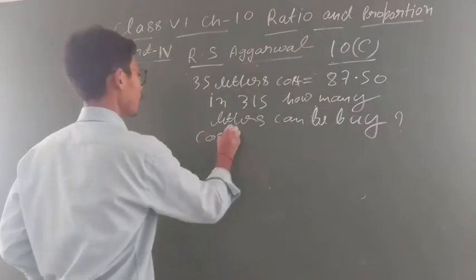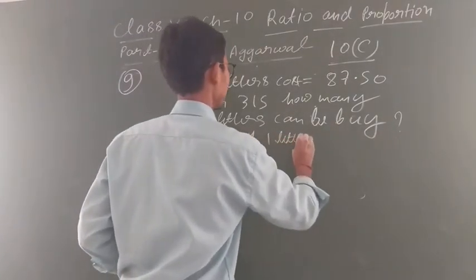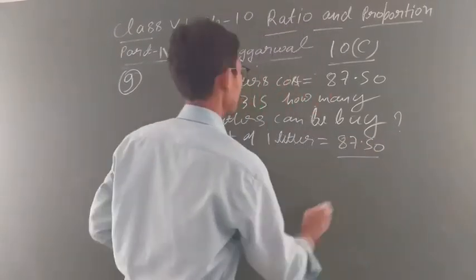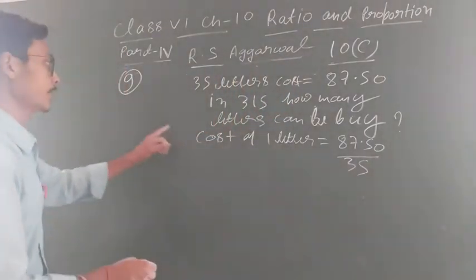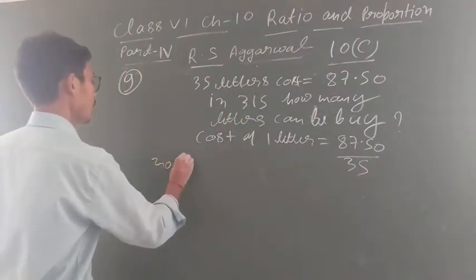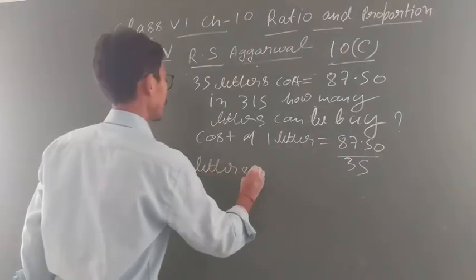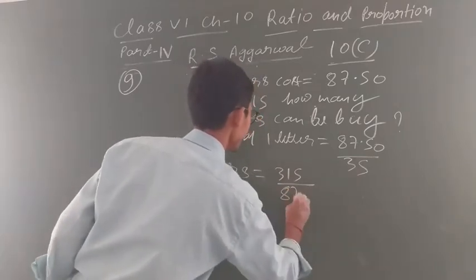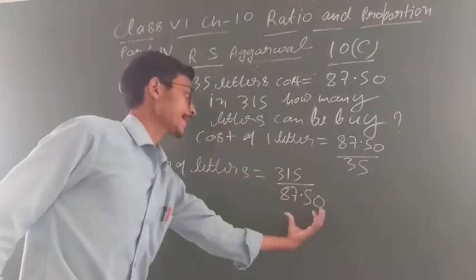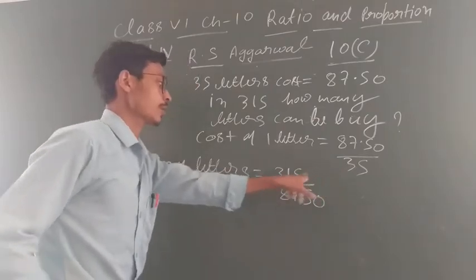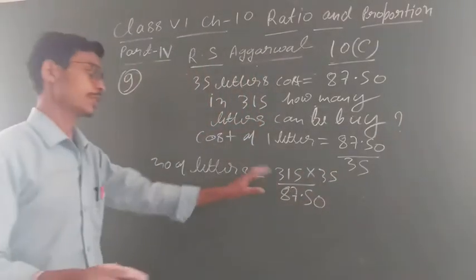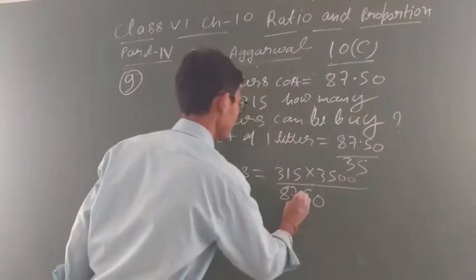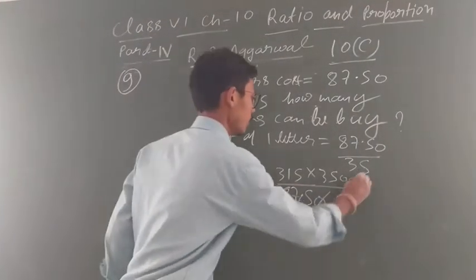तो cost of 1 liter is equal to 87.50 upon what 35. Clear है. Then number of liters can be purchased with 350 equal to 350, the total cost, divided by 87.50. Now we know that 87.50 upon 35. अब देखो this is the calculation we have to do. Reduce decimal to 0, then 20 will increase. Now you have to divide, 10 10 you can cancel.